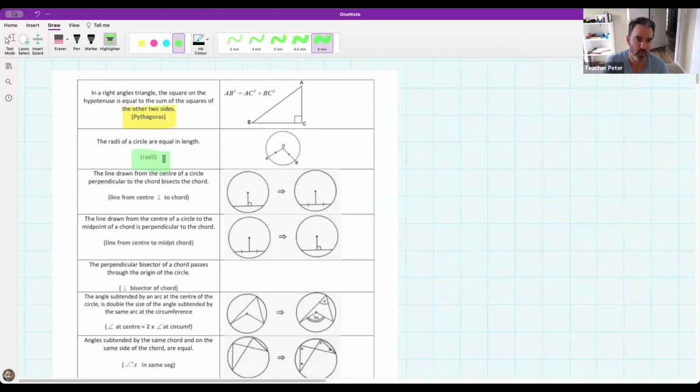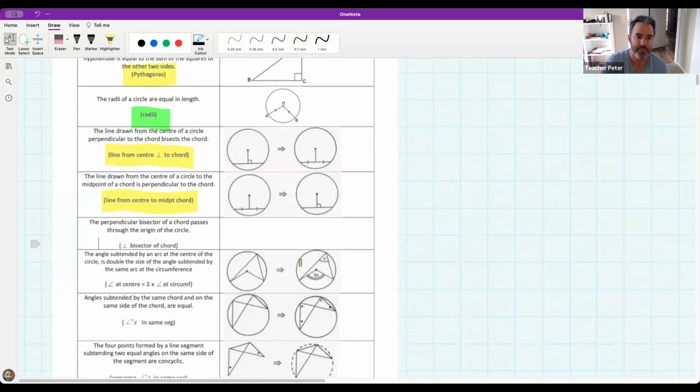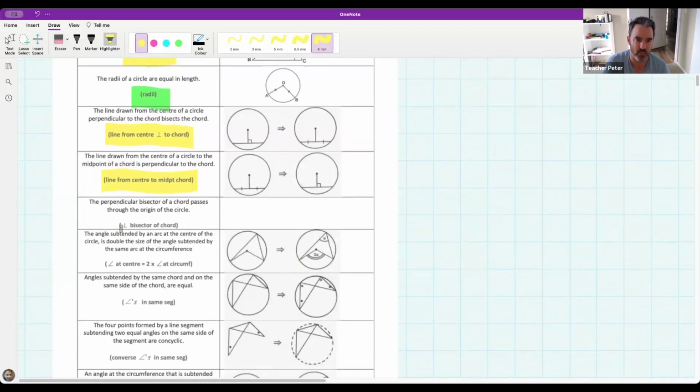Then we also have to be aware that you have radii in circles, which is important. We spoke about this one: if you have a line from the center perpendicular to a chord, it cuts the chord in half. If you have a line from the center to the midpoint of a chord, it hits that midpoint at 90 degrees. The pictures show you what's going on. I'm going to leave the other one out for now. Then there's the angle at the center is twice the angle at the circumference.